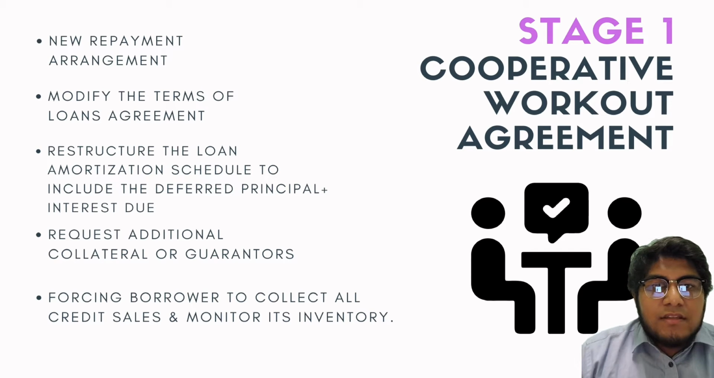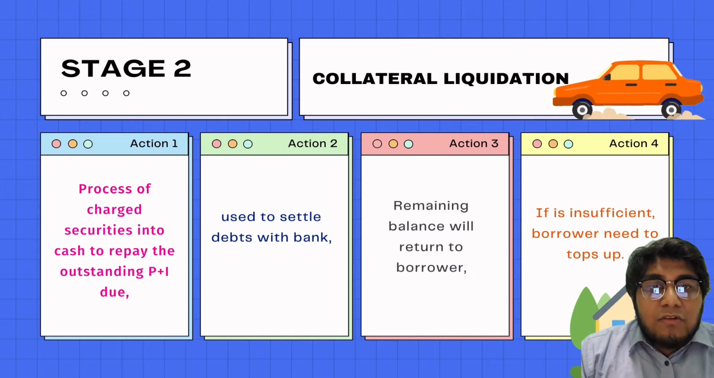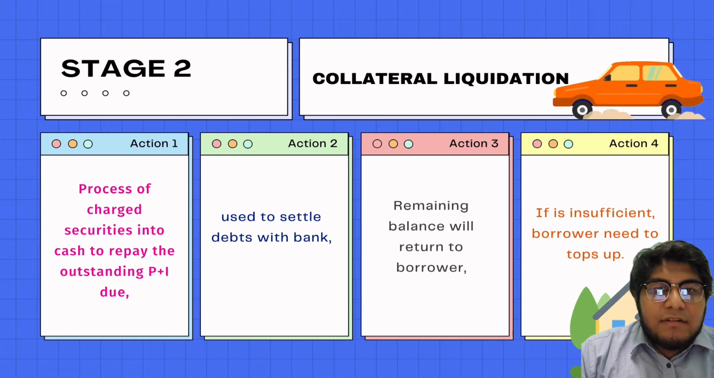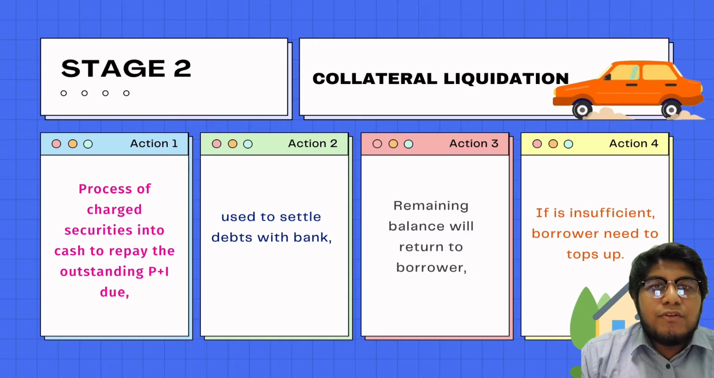If the borrower is not interested in or does not agree to any option in stage 1, we may proceed to the second stage. Stage 2 is known as collateral liquidation, which means in this stage there is a process of changing securities into cash to repay the outstanding principal plus interest due.